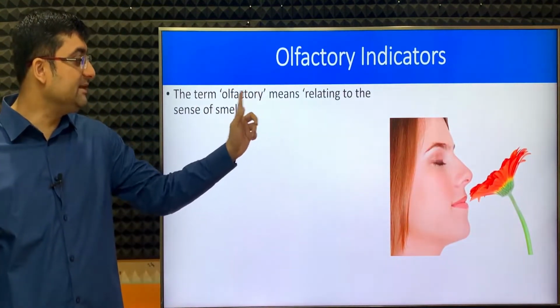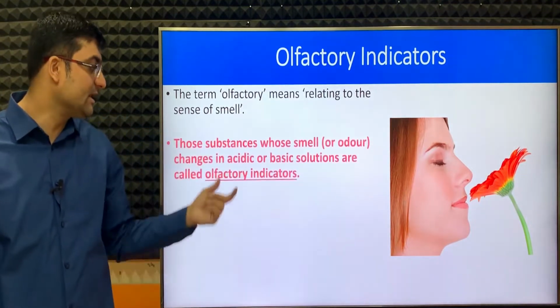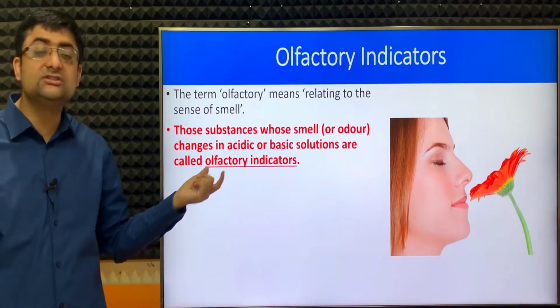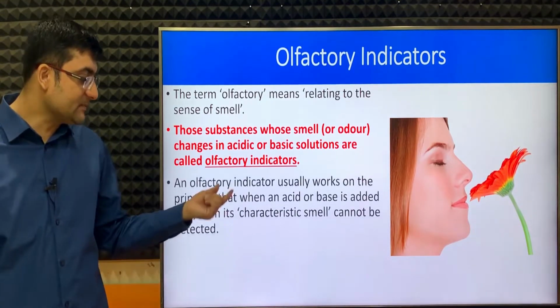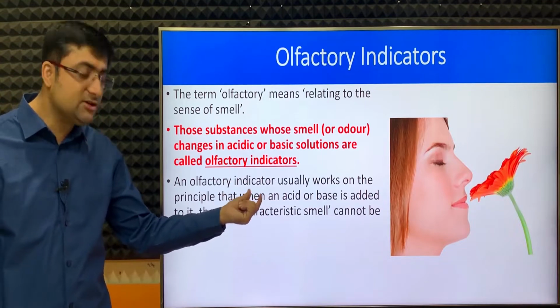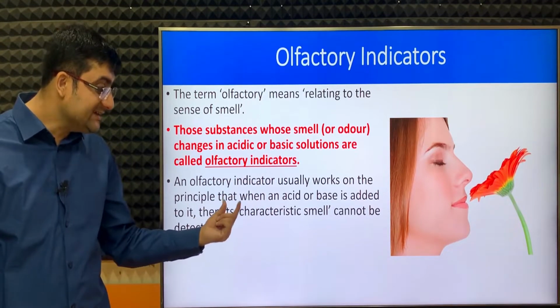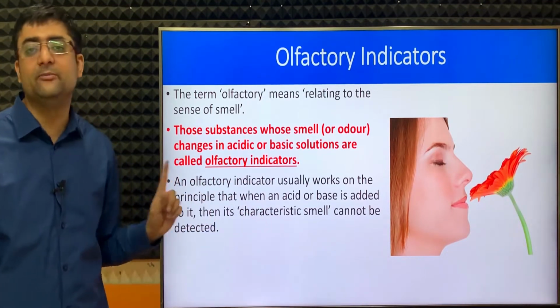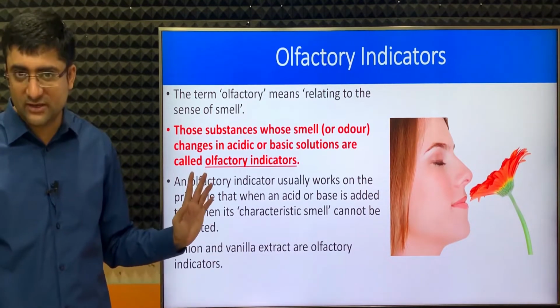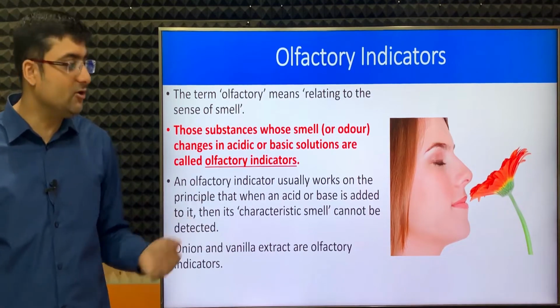The term olfactory means relating to the sense of smell. Those substances whose smell changes in acidic or basic solutions are called olfactory indicators. An olfactory indicator usually works on the principle that when an acid or base is added to it, then its characteristic smell cannot be detected. Is this clear, guys? Onion and vanilla extract are olfactory indicators. So let's understand one by one how they work.